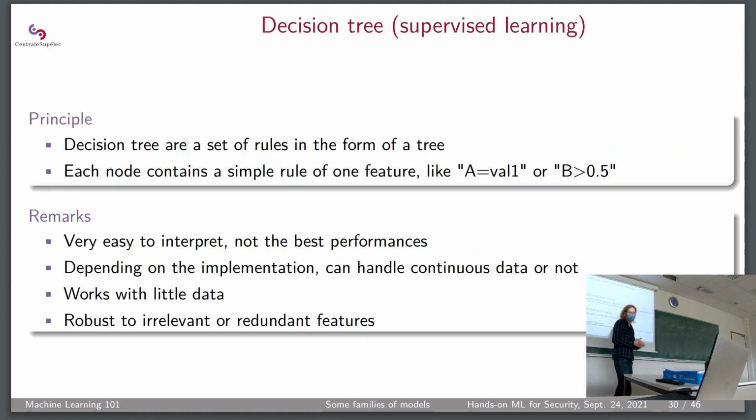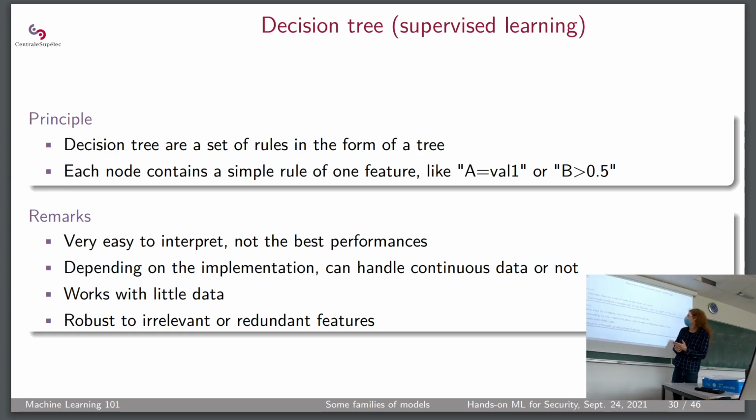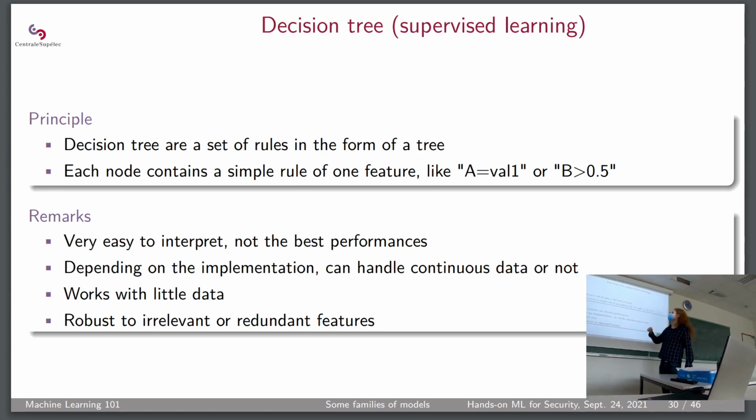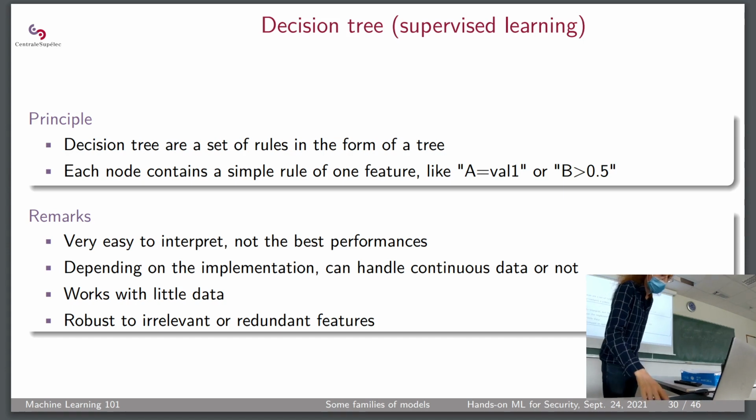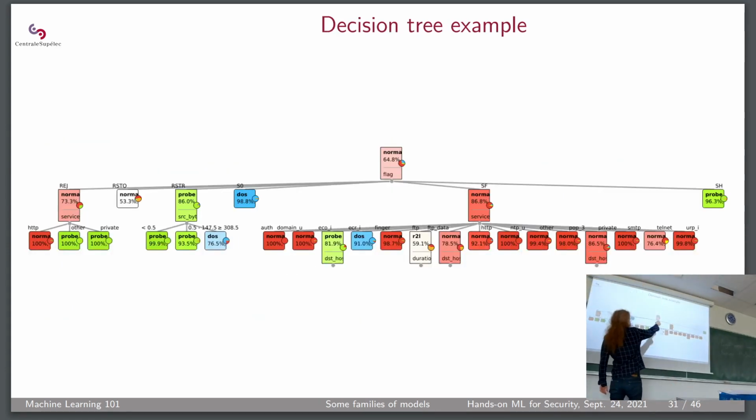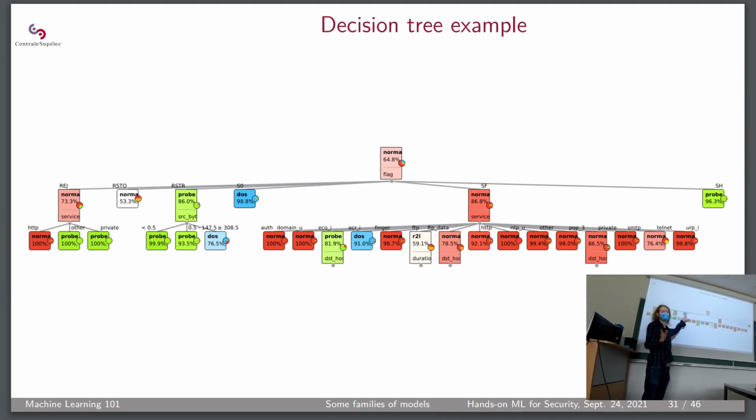Decision tree is another model. It's very famous. The idea is to have a set of rules in the form of a tree, and each node will contain a simple rule, like the value of A is value 1, or B is greater than 0.5. Here's an example. So the root is here. It will check the flag feature, and depending on this value, it will go to one branch or another. For example, if the flag is S0, it will predict, okay, it's a DOS attack. If the flag is RSTR, I can't say for sure, so I will verify what is the value of source byte, and so on.